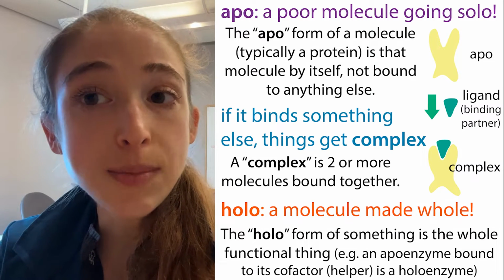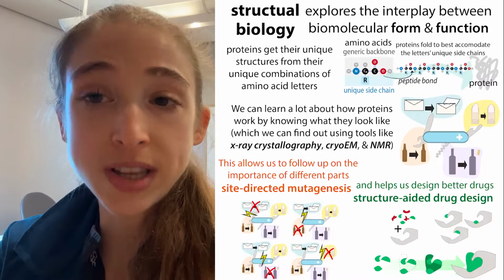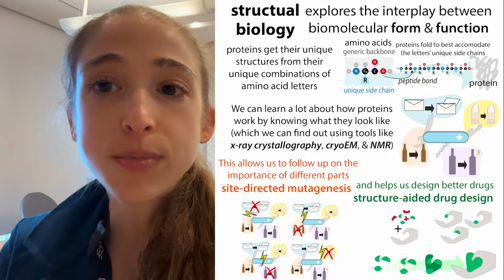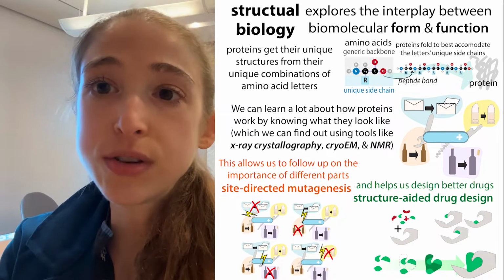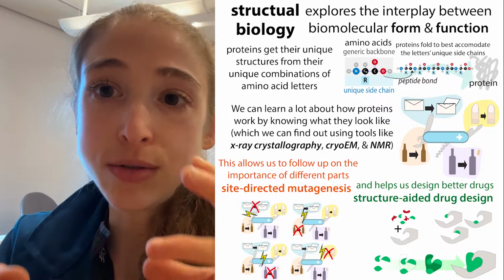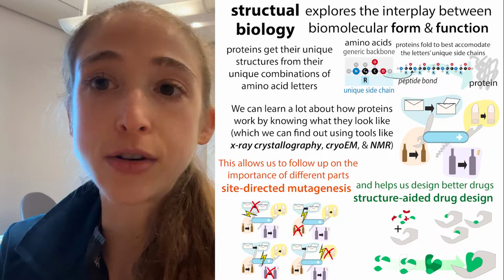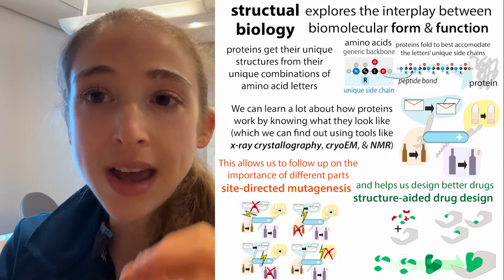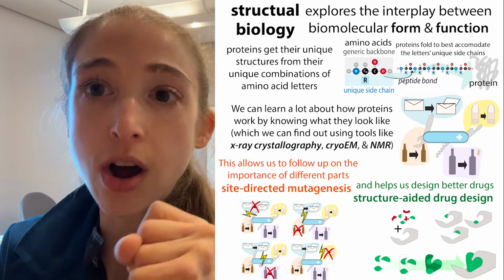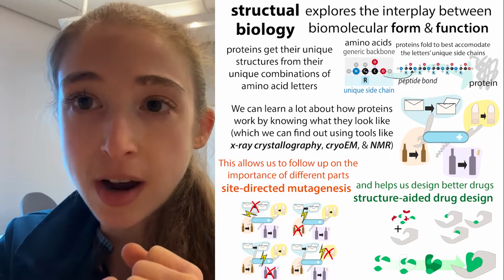Most commonly with apo and complex, we're dealing with structural biology. So basically structural biology is this field of biology where you try to use methods like crystallography and cryo-EM and NMR to get a look at molecules at their atomic level, at their 3D shape at the atomic level.